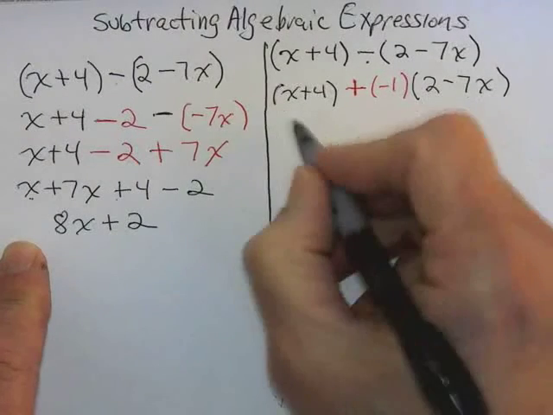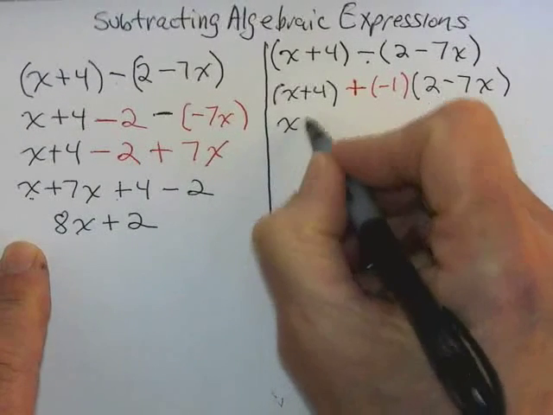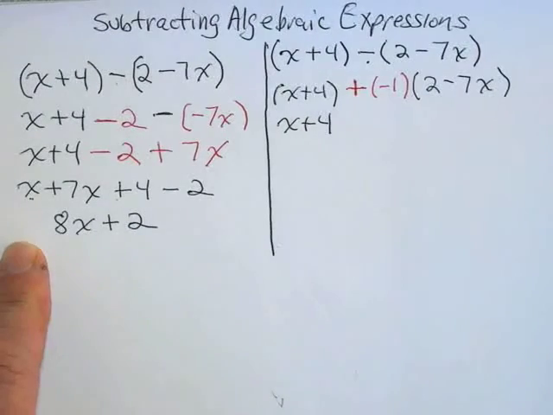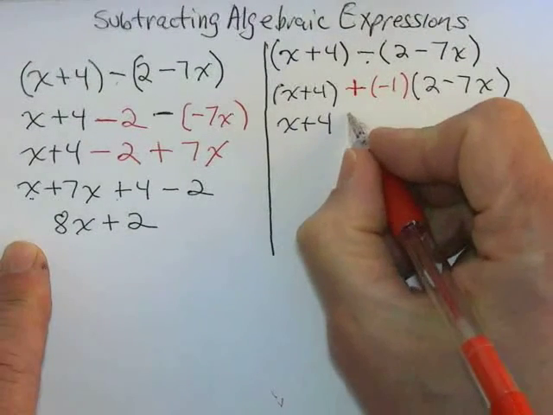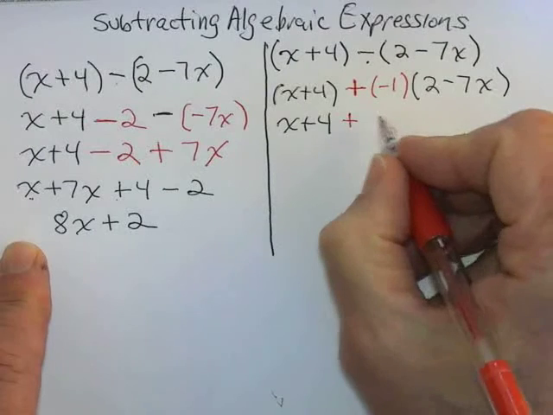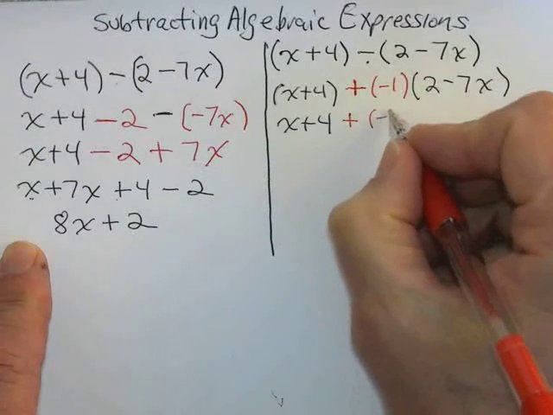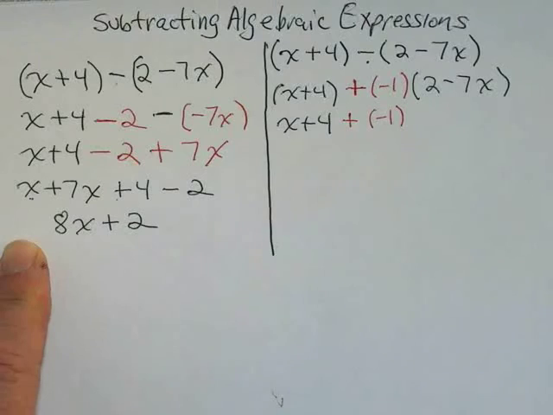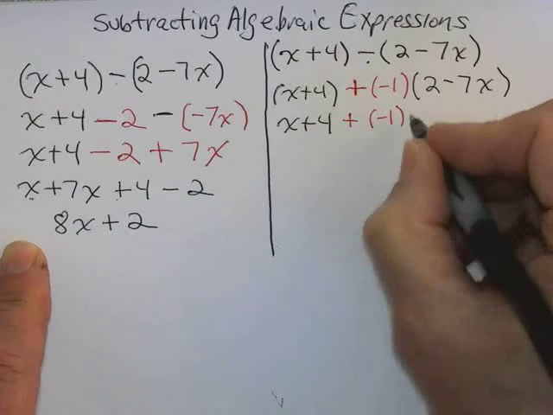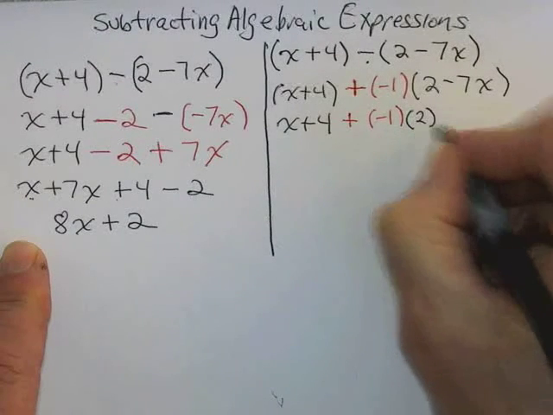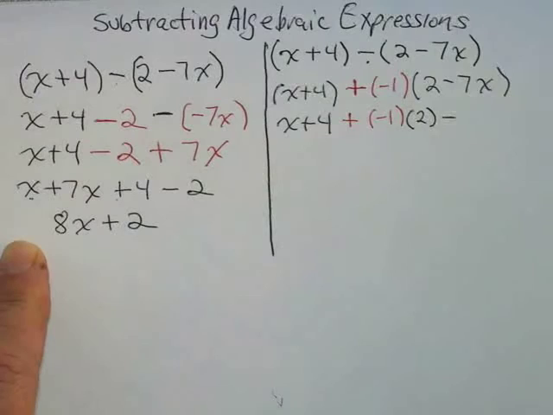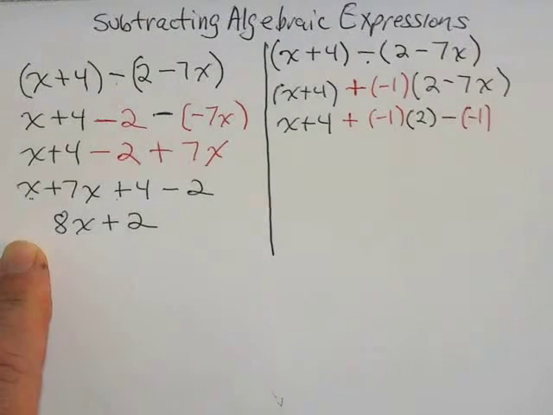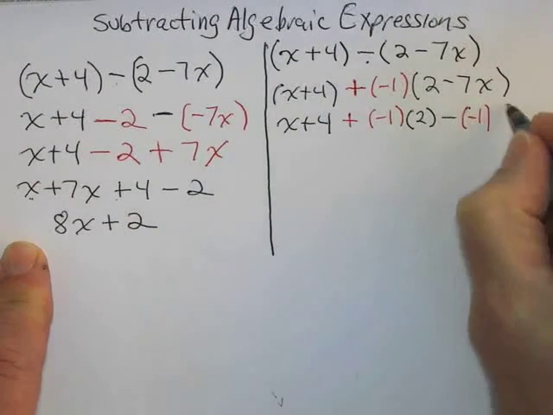I can drop the parentheses here. I no longer need those. So that's x plus 4, and I've got my plus sign here, and I'm going to take my negative 1 and distribute it to the 2 that's inside the parentheses. So that's negative 1 multiplied by 2, minus negative 1 multiplied by 7x.